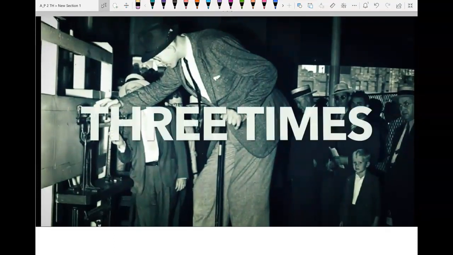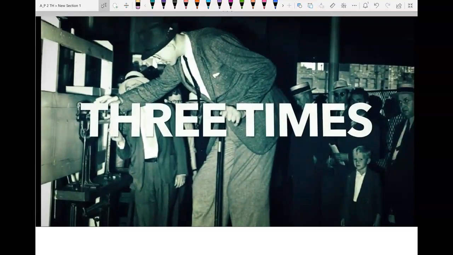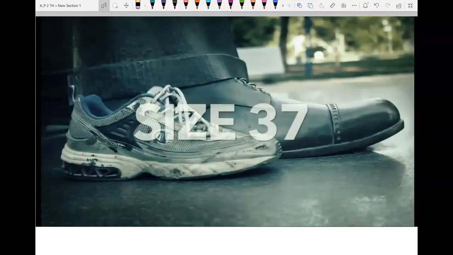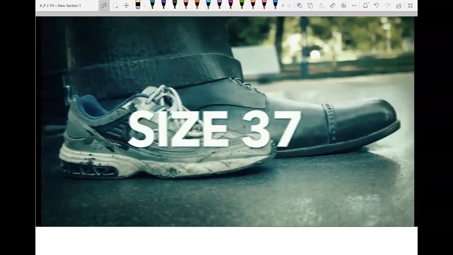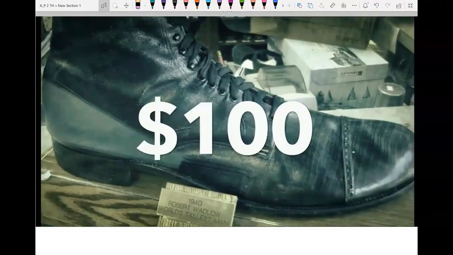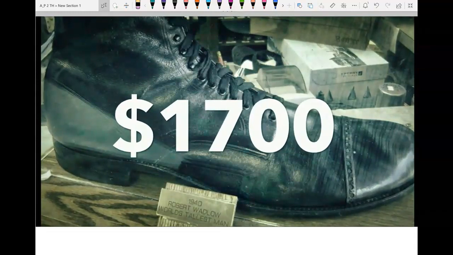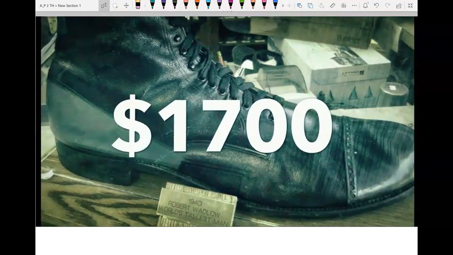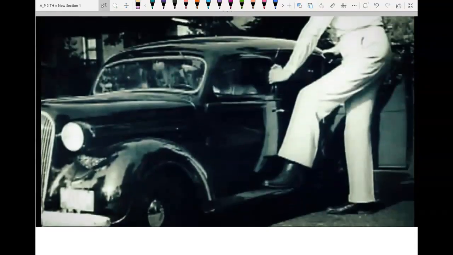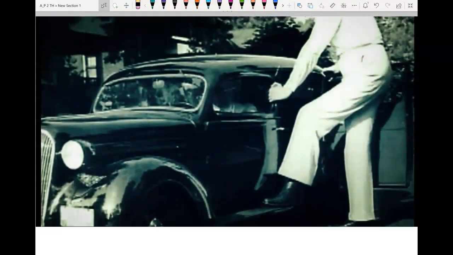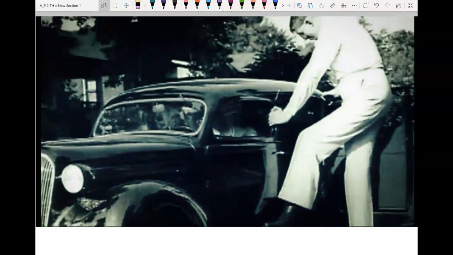His clothing required 3 times the normal amount of cloth, and he had to have custom-made size 37 shoes. Each pair cost around $100 in the 1930s. That's about $1,700 in today's money. Robert's father even had to make him a specially modified vehicle, just so Robert could fit in it, having him use the whole driver's side of the car.